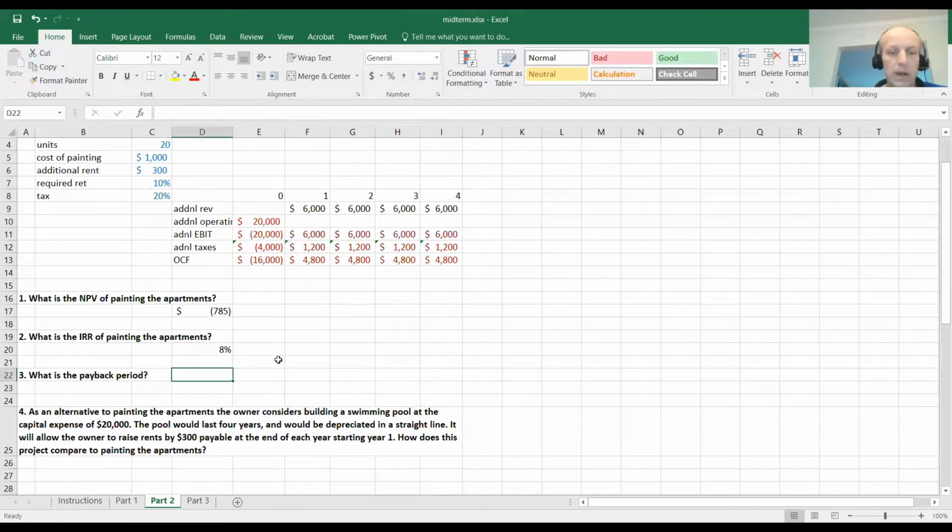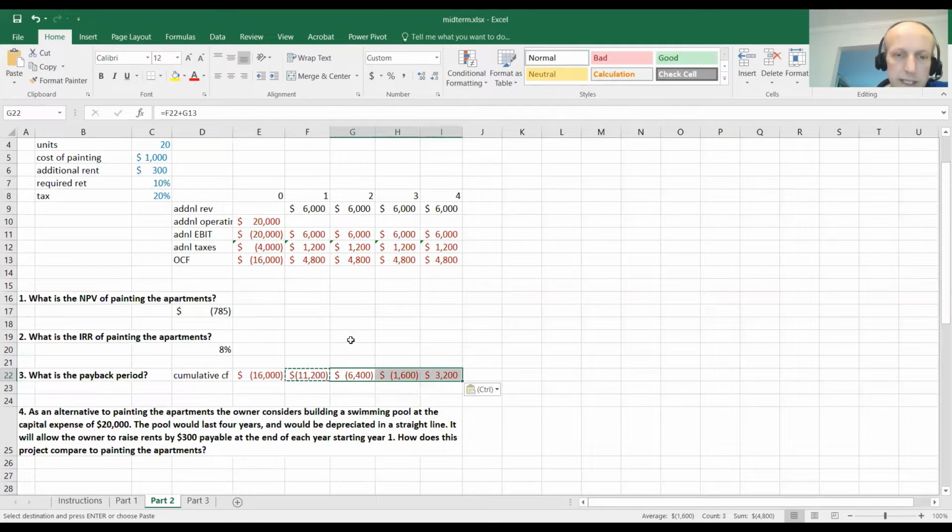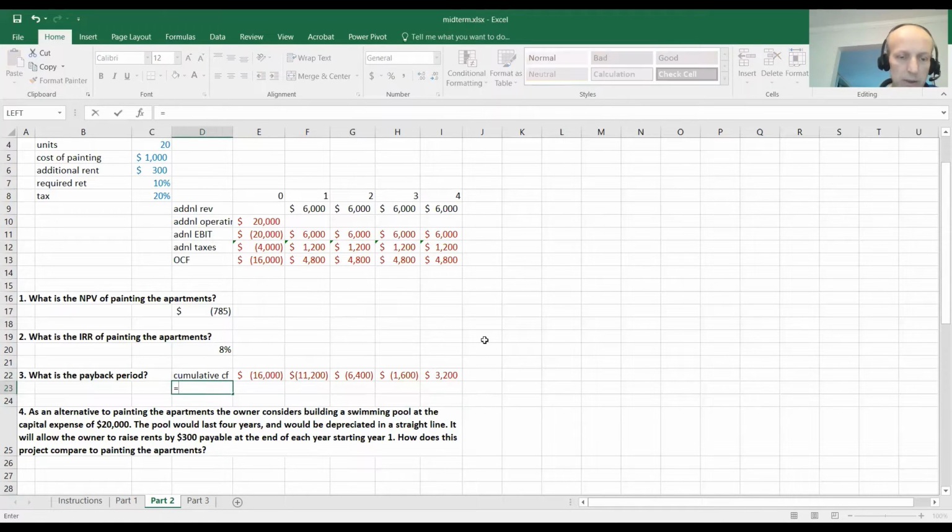What is the payback period? Well, let's calculate the cumulative cash flow. We'll just take the initial cash flow here, and then in the rest of the years, we'll take the previous cumulative cash flow plus that year's cash flow, and copy it all the way down. And we see that at the end of year 3, we still are in the red, negative 1,600. So we know that the payback is going to be at least 3 years plus.